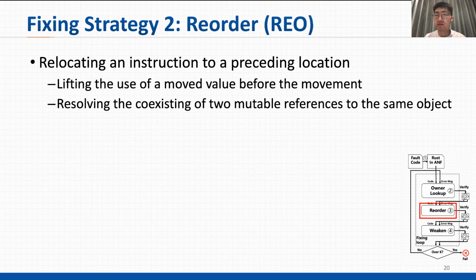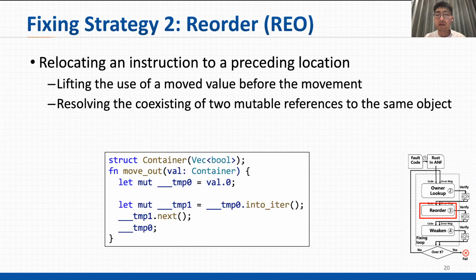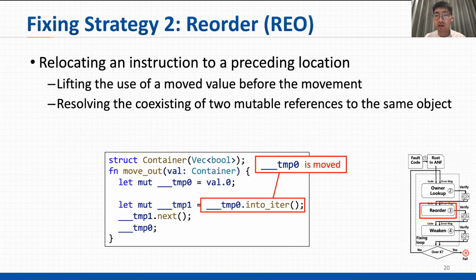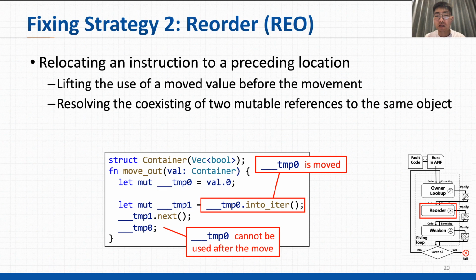Reorder aims to resolve the coexisting of multiple references to the same object. Reorder is also valid for use-after-move errors. For the example, temp0 is moved to function into_iter in this line. Then we cannot access temp0 again in the last line. Here, reorder tries to lift temp0 just above where the move occurs. However, the Rust compiler rejects this code again.